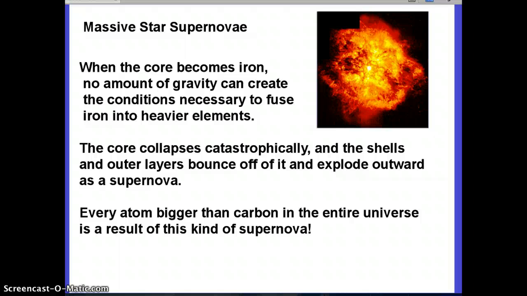Well, gravity does collapse the thing, and the core collapses just completely catastrophically. It goes from something the size of the sun down to something the size of a city, like 20 miles across, in a matter of seconds. So it's very, very fast. It's very drastic. The shells and the outer layers, because this collapse happens so fast, they fall in too and they bounce off and then they explode outward. And that makes a supernova. It's a gigantic exploding star.